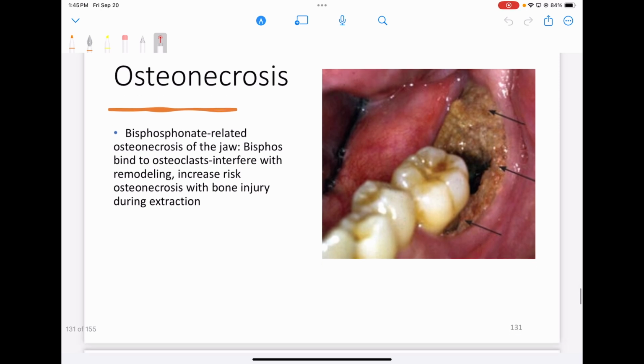Okay, this is osteonecrosis of the jaw. So when you guys do your oral exams, these are the things that you're looking for. When you start raking the teeth, you're looking for sensitive teeth. This is bisphosphonate-related osteonecrosis of the jaw. Bisphosphonate is a drug. One of the side effects could be this. So if you start seeing this forming, stop the bisphosphonate. Okay.